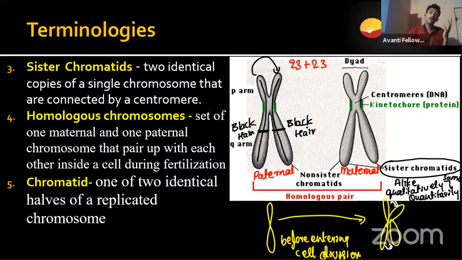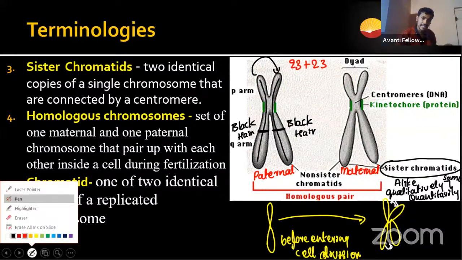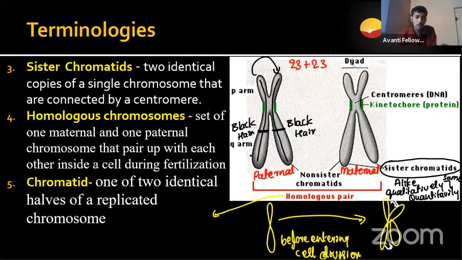Why do we call them homologous? Homologous chromosomes are a set of one maternal and one paternal chromosome that pair up with each other inside the cell during fertilization. But remember, this homologous chromosome, what I am mentioning here, is exactly one chromosome from the father and one chromosome from the mother. These homologous chromosomes are quantitatively the same, but not qualitatively.